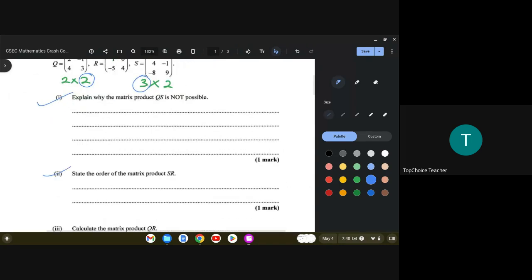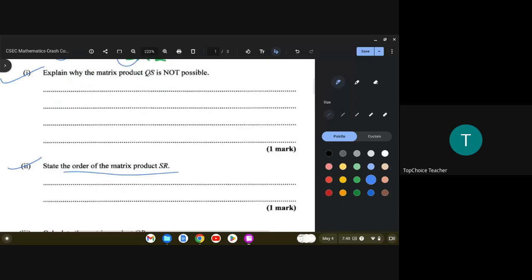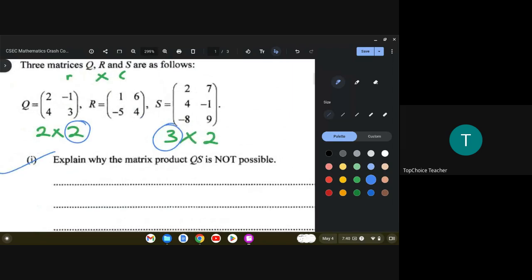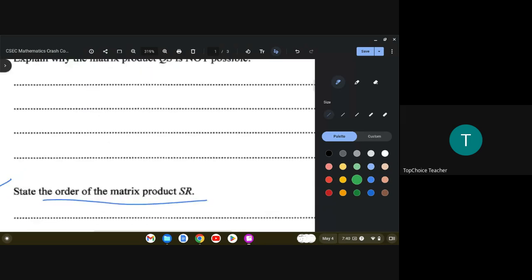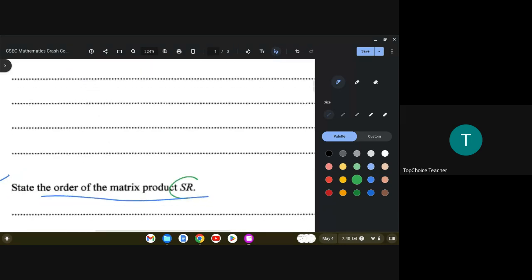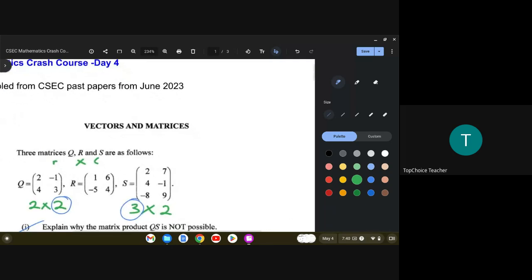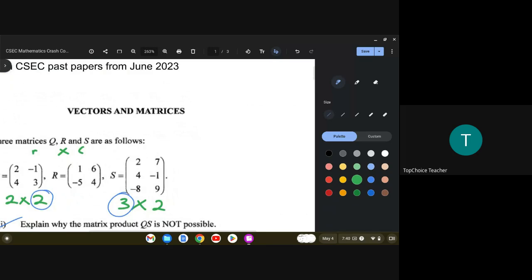And for part 2 now, state the order of the matrix product. Do you know the order of the matrix from a multiplication? Now look at this. They want the order of the matrix product for S and R. So we're going to do the same thing. We have to write the order of S first. S is a 3 by 2 matrix, and R is another 2 by 2 matrix.